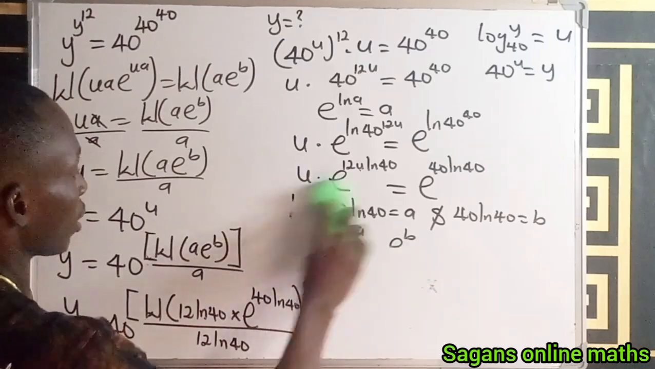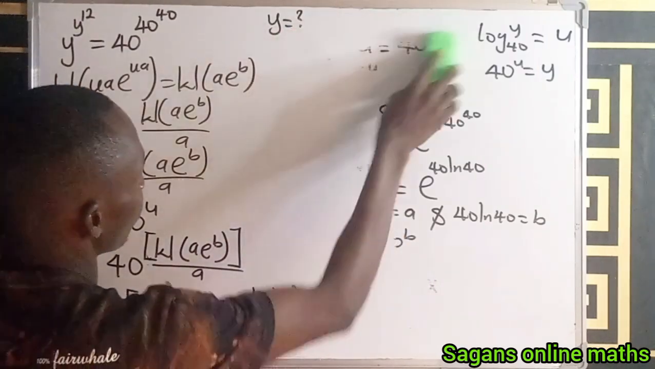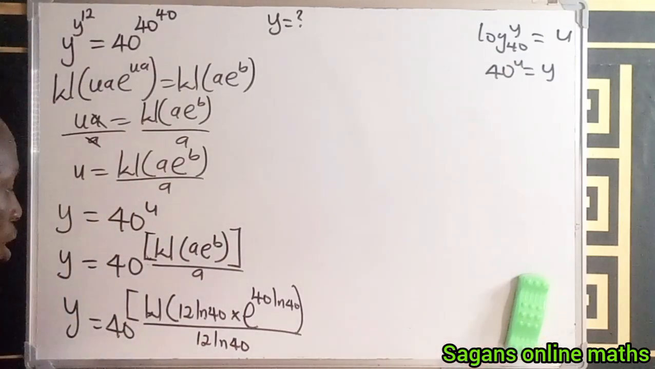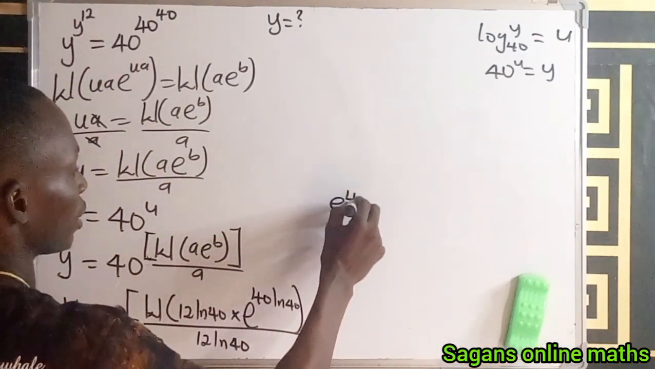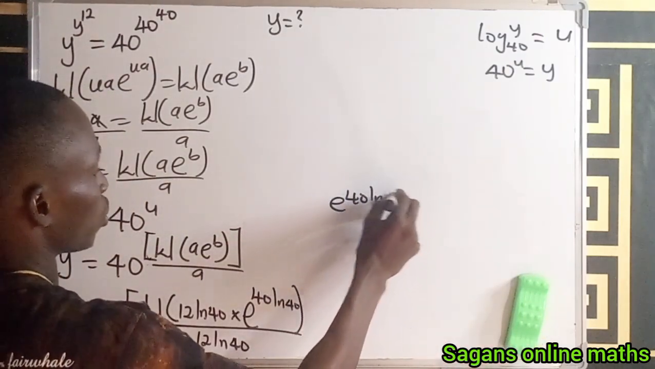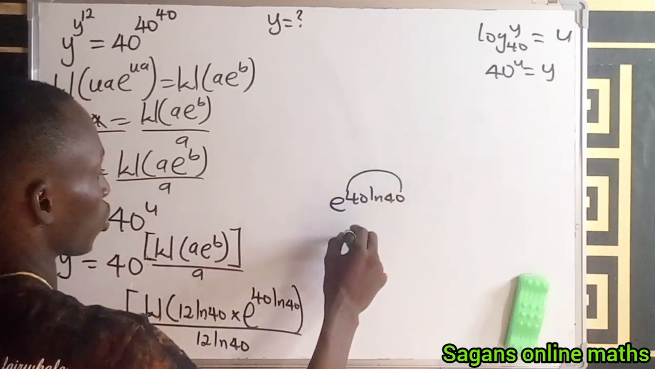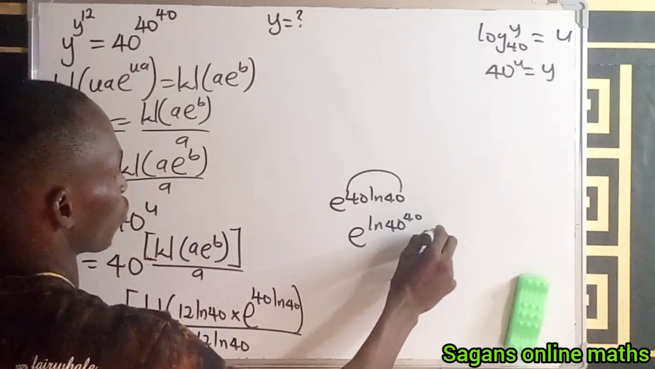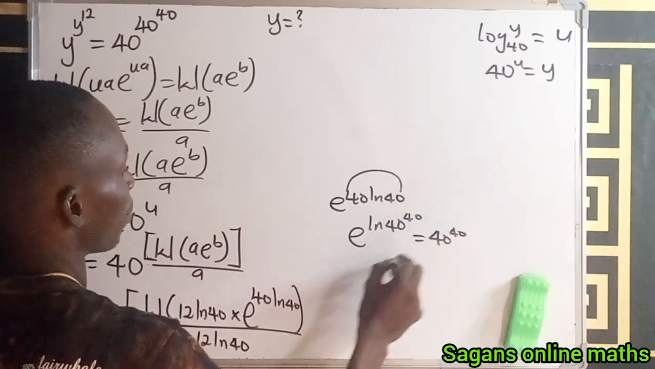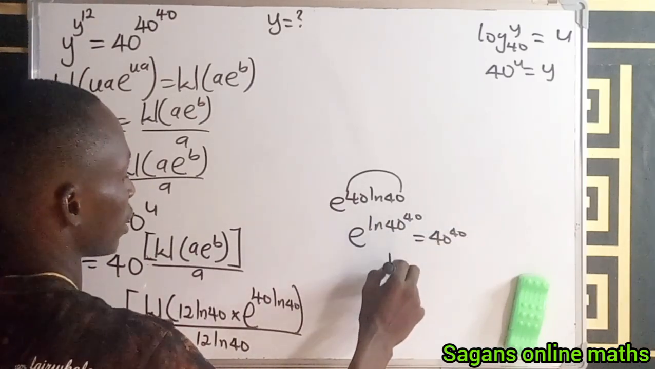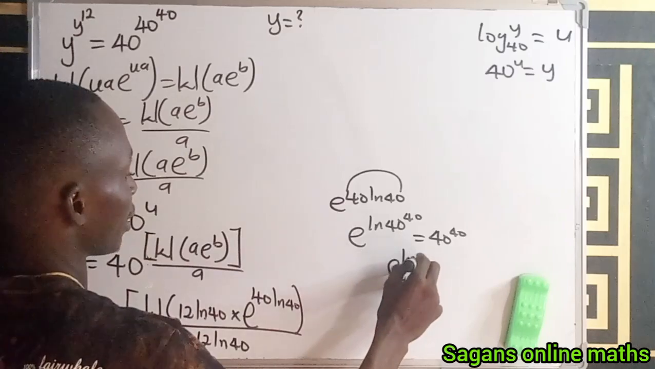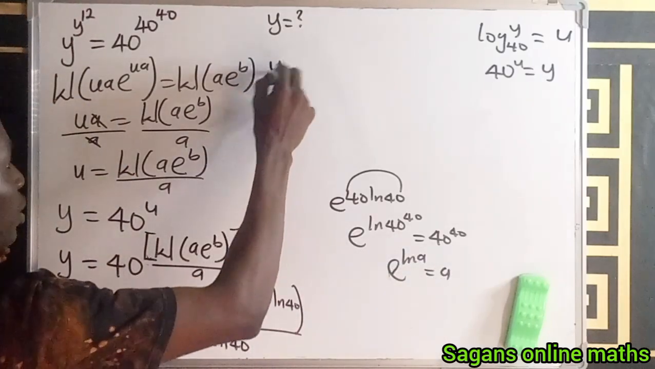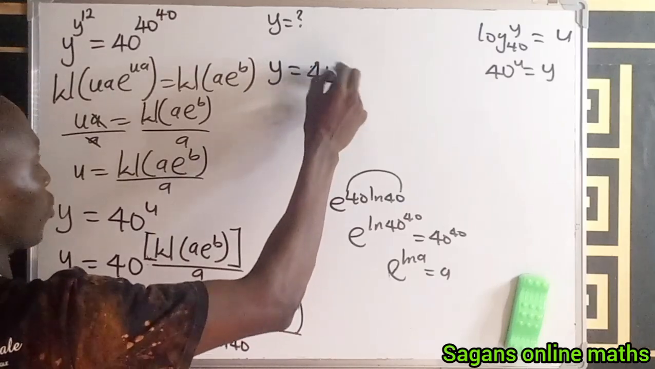Let's simplify it further. Wow, this is an amazing question, right? Now let's simplify e to the power of 40 ln 40. This can also become e to the power of ln 40 to the power of 40, which is equal to 40 to the power of 40, by obeying this law: e to the power of ln A is equal to A.